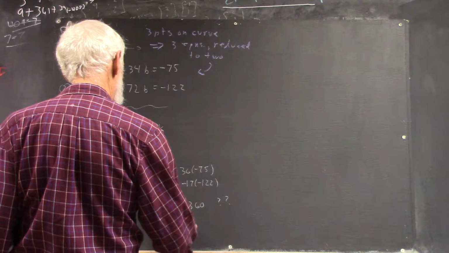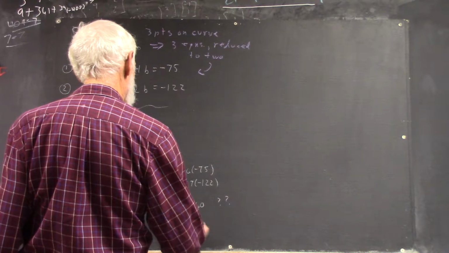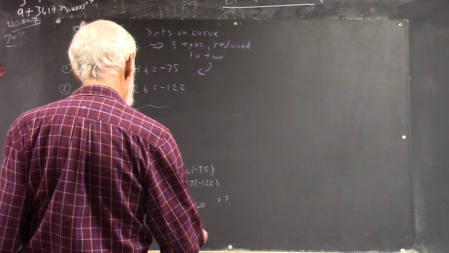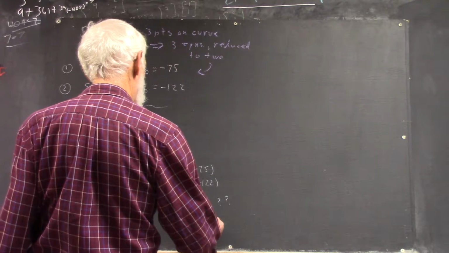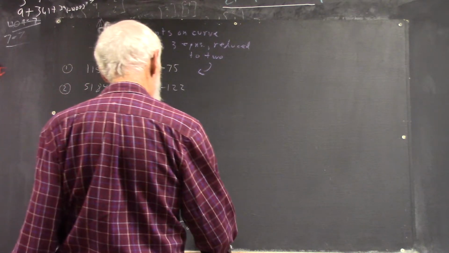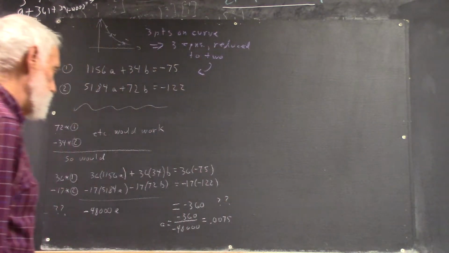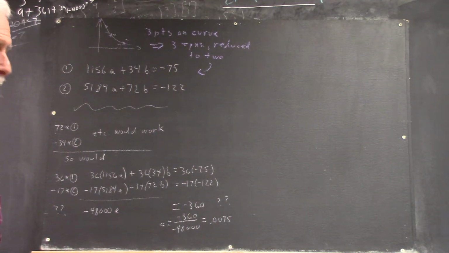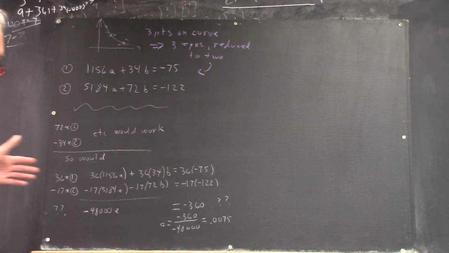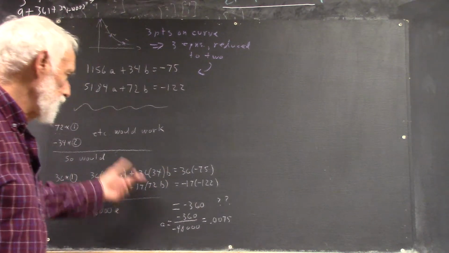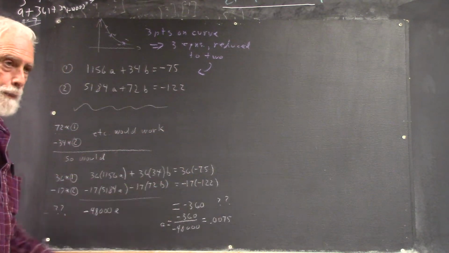So we get A equals negative 360 over negative 48,000, which equals 0.0075. I'm pretty sure that is right. Now, the whole point is, you know how to do this once you get this down here. Then your calculator will do these numbers for you accurately.